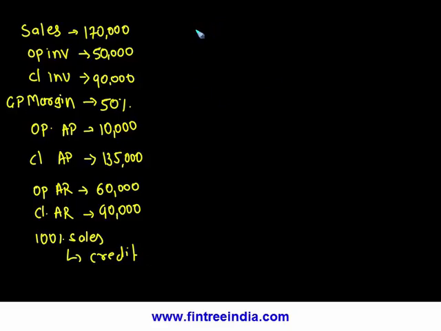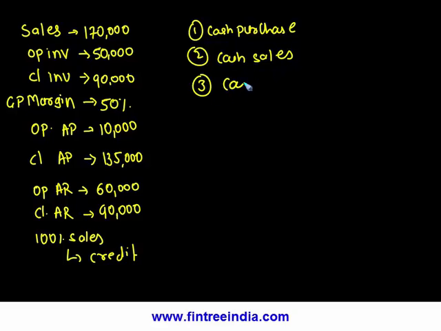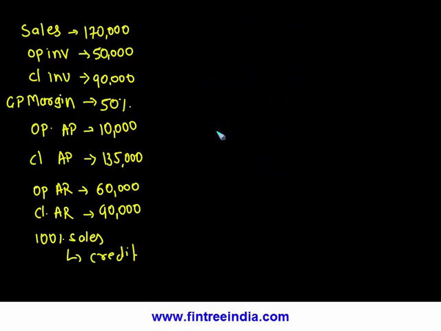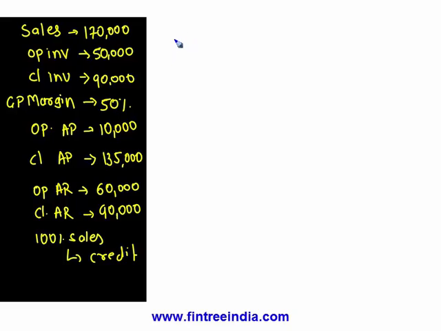You have to find out four components. Number 1, cash purchase. Number 2, cash sales. Number 3, cash paid to AP, accounts payable. And number 4, cash received from accounts receivable. Should we do this together now? 3 flowcharts. First we'll start with inventory.